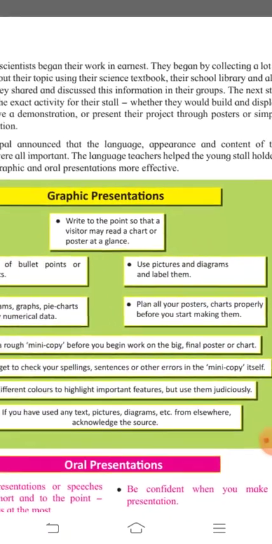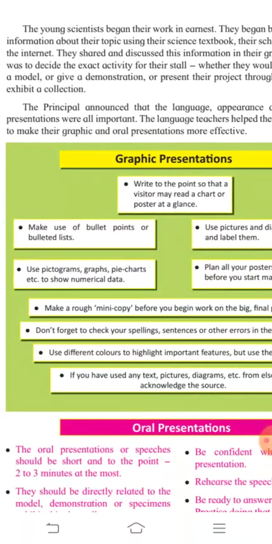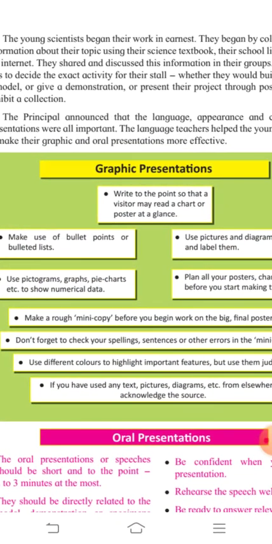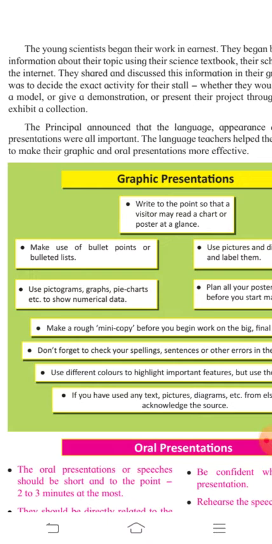They began by collecting a lot of information. Okay, you cannot just display anything without proper, correct information. So they began their work by collecting a lot of information about the topic, using a science textbook, correct, then you can get a lot of information in the library, and nowadays you also get all the information on the internet, because on the internet you get information at a finger click, right students? So all the children collected information from the science textbook, then from the library, and even from the internet.